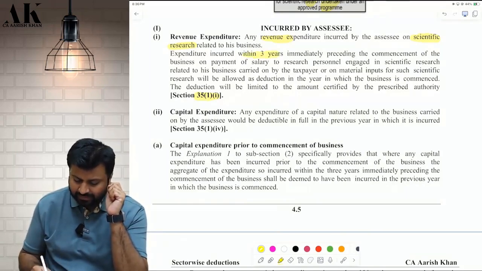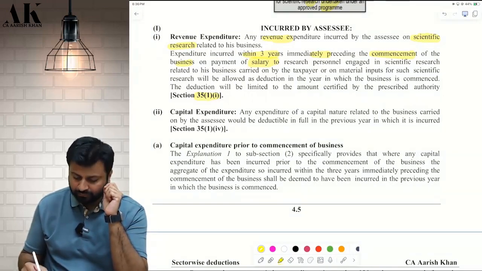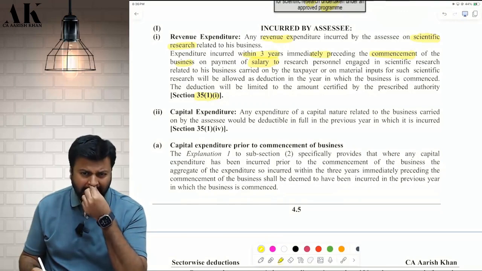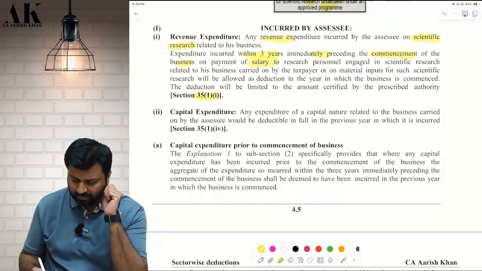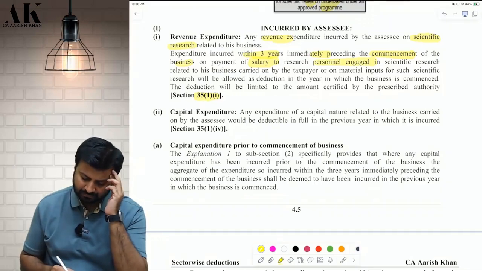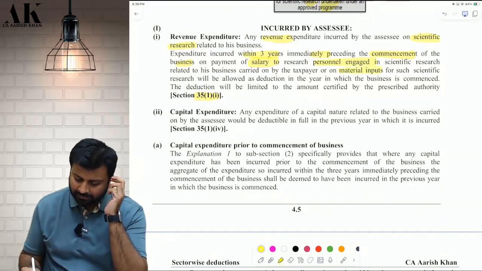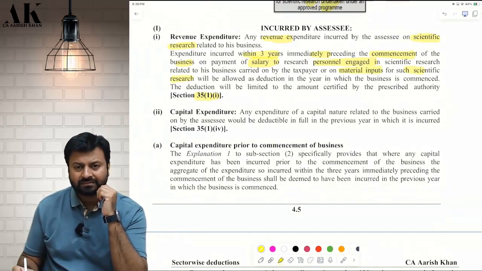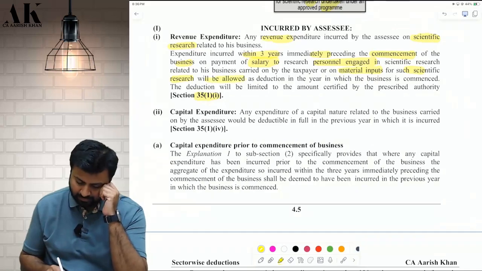Expenses incurred within 3 years immediately preceding the commencement of business, on payment of what? Salary to whom? Finance department. Then research people, to research personnel, or on material imports for such scientific research. Okay. Will be allowed as deduction. Okay.